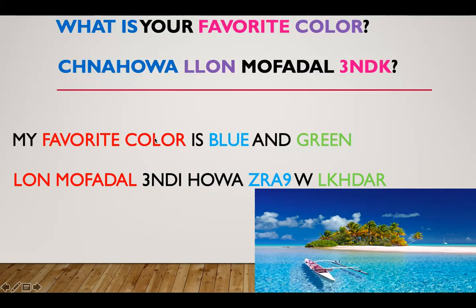So لون is the color, المفضل is favorites, عندي, and we do have to add this, not like in English. هو is like "it is". الزرق is blue, والخضر, الخضر is green. اللون المفضل عندي هو الزرق والخضر. I just put the colors over here, but I don't have a favorite. I like all colors. شنو هو اللون المفضل عندك؟ اللون المفضل عندي هو الزرق والخضر.